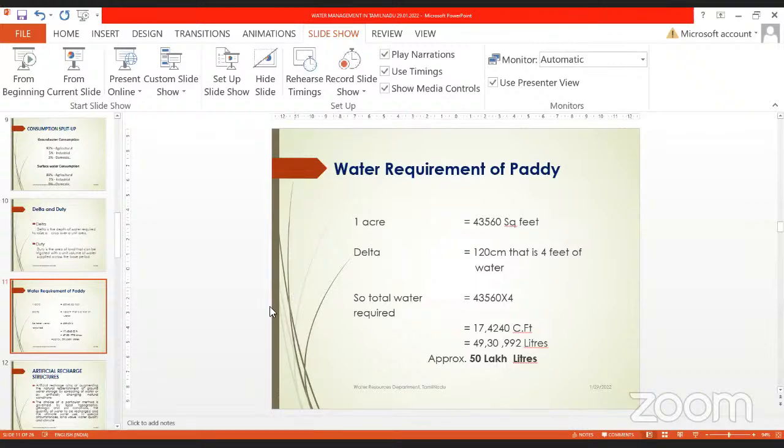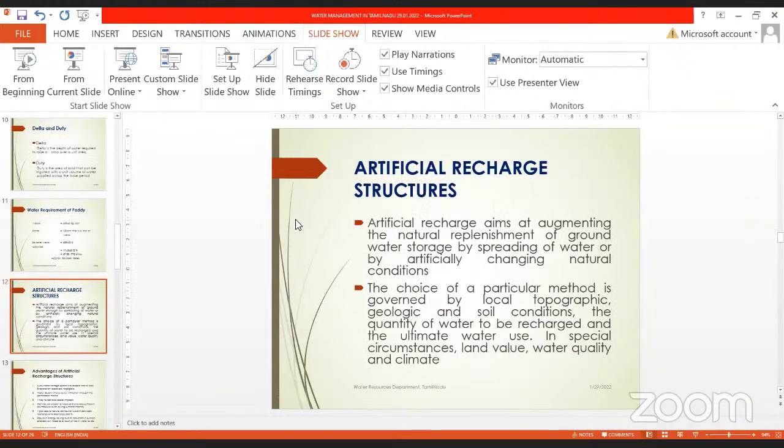Why we should go for artificial recharge structures? Basically, artificial recharge structures aim at augmenting the natural replacement of groundwater. Basically, they are structures that augment the naturally happening process of replenishment of groundwater.